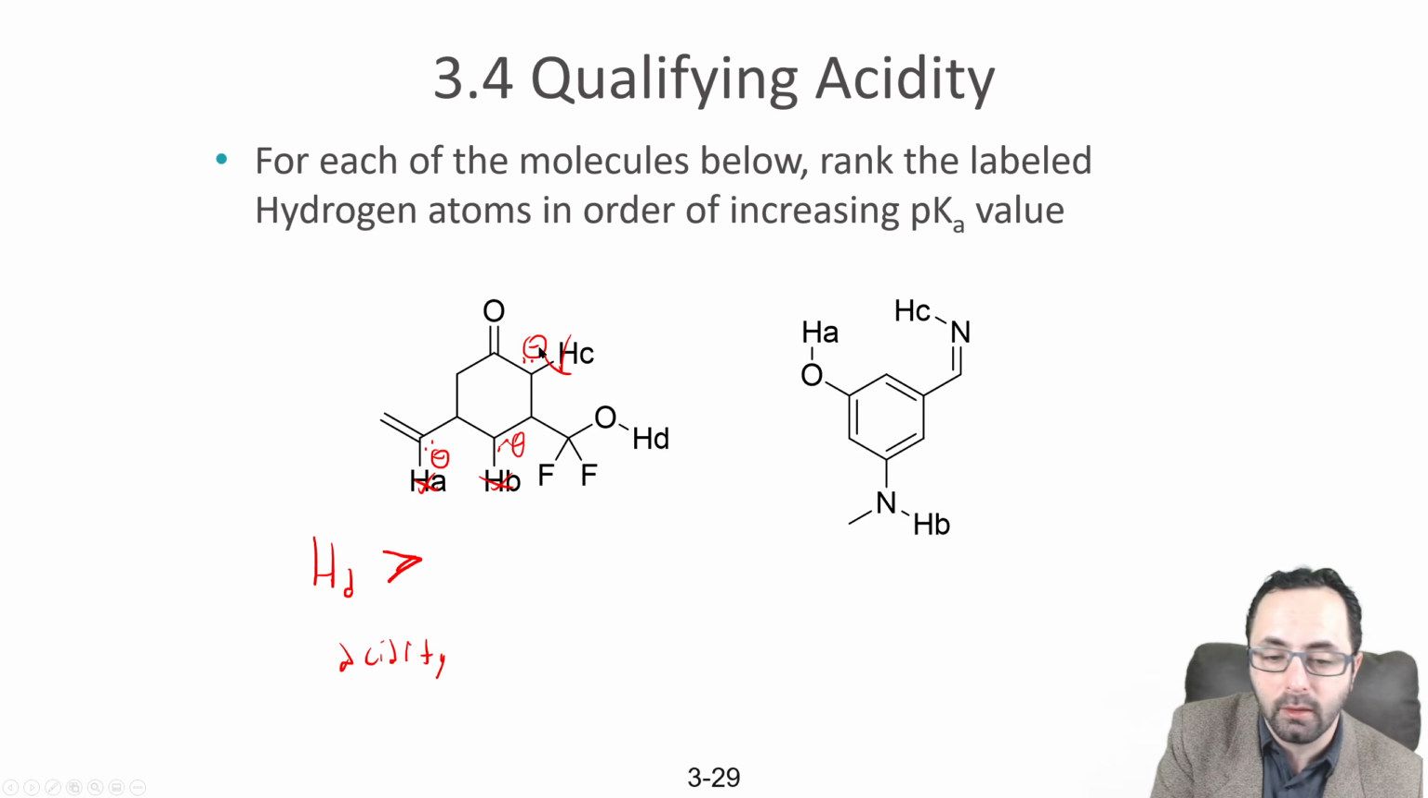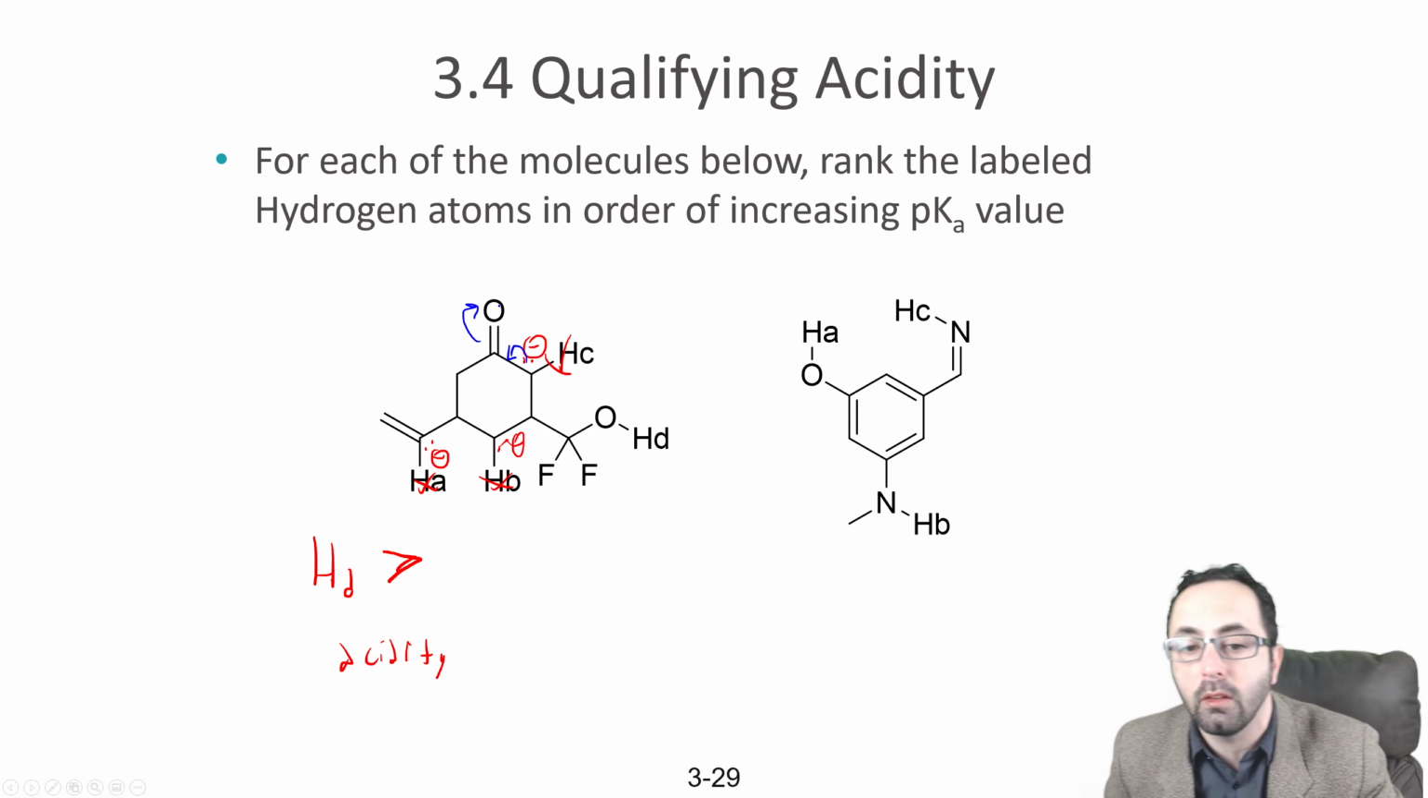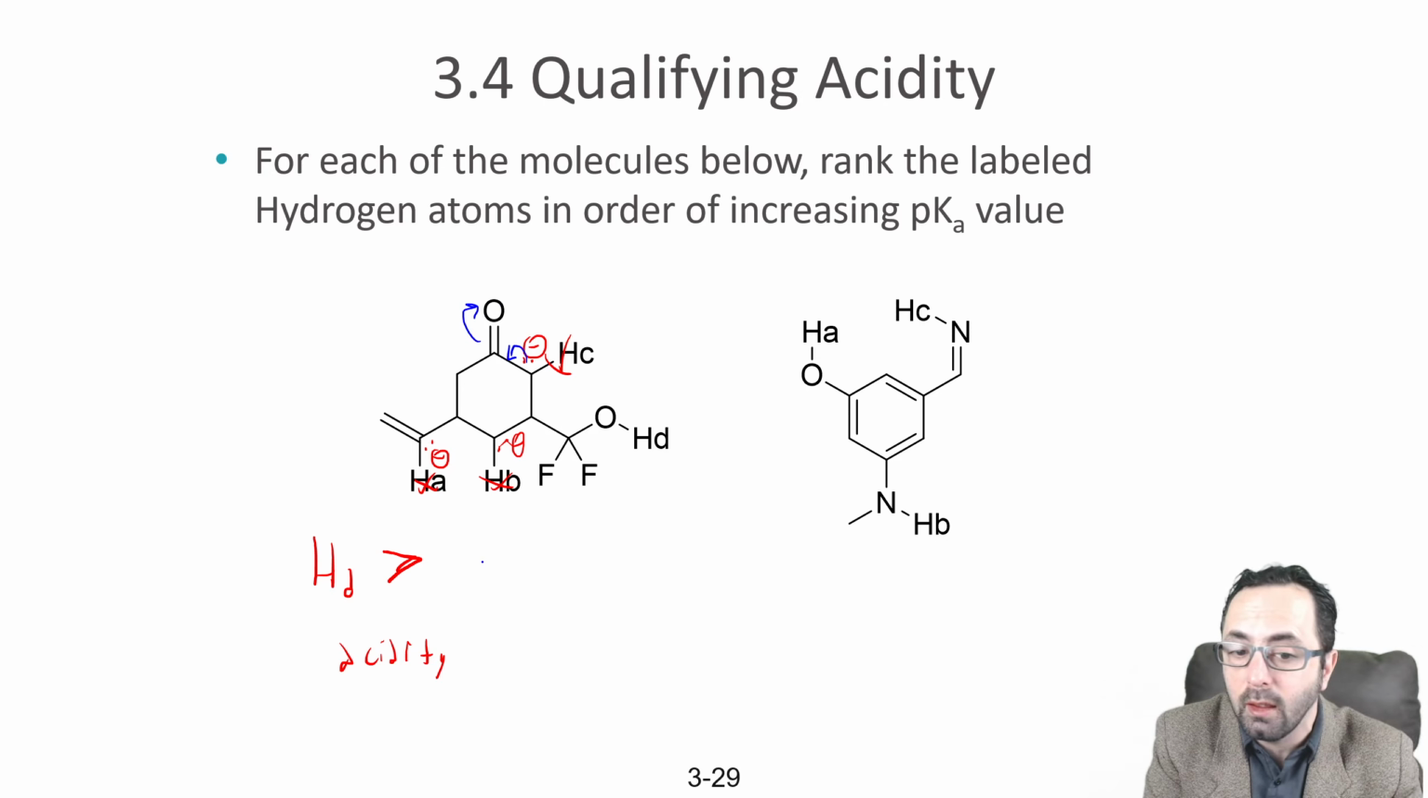So it has resonance. The resonance would look like this. This lone pair makes a double bond, and this one goes. Because this one has resonance and the others do not, it would be the next most acidic H plus ion. So HC.